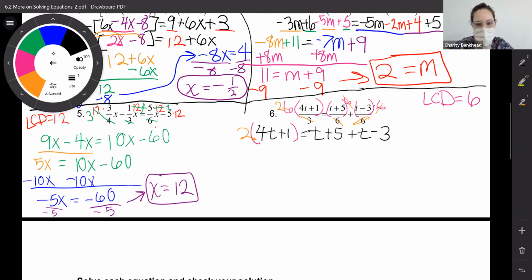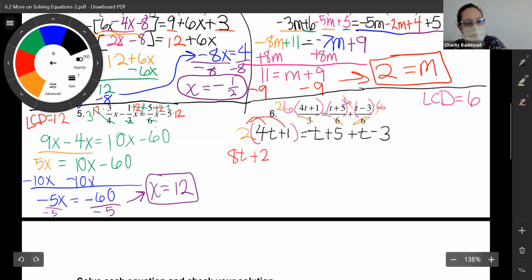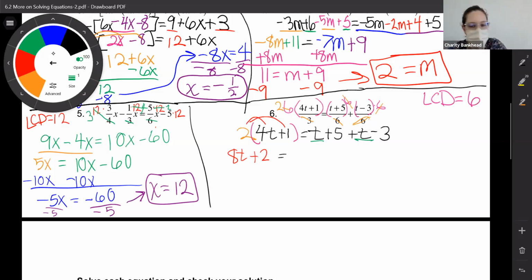And now we just need to simplify. So I'll go ahead and distribute the 2, which is going to give me 8t plus 2. All right, equals, and then combine like terms. So t plus t equals 2t, because that's like 1t plus 1t equals 2t. And then 5 minus 3 is positive 2.